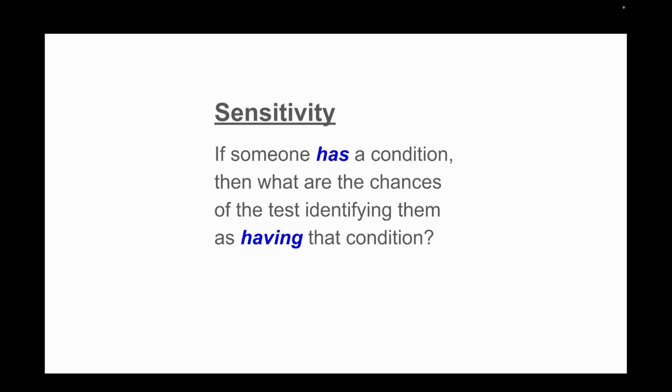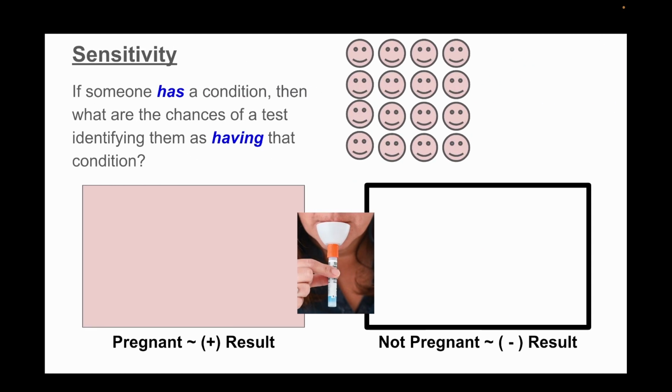Let's read the definition. If someone has a condition, then what are the chances of the test identifying them as having the condition? Now for a visual demonstration. These 16 faces represent pregnant women. This box represents the test's positive category. In other words, saying the individual is pregnant. This box represents the test's negative category. In other words, the individual is not pregnant.